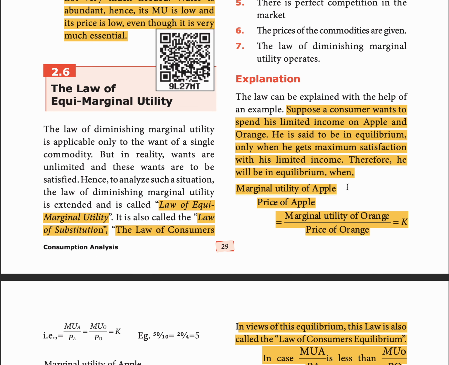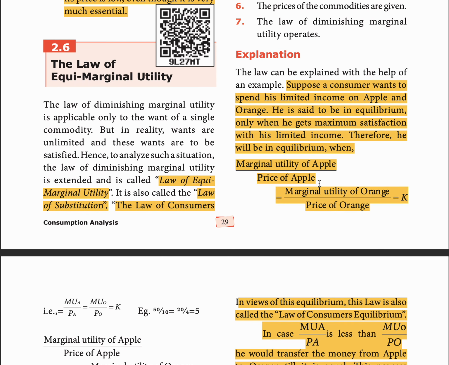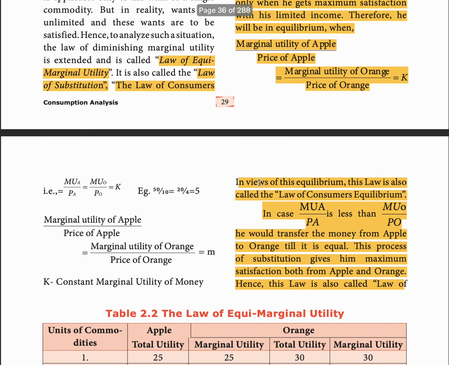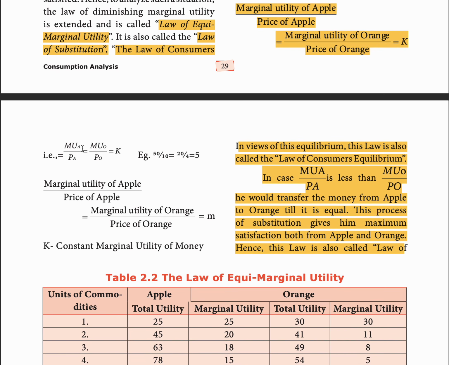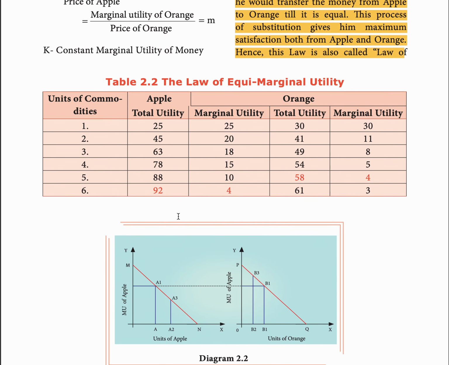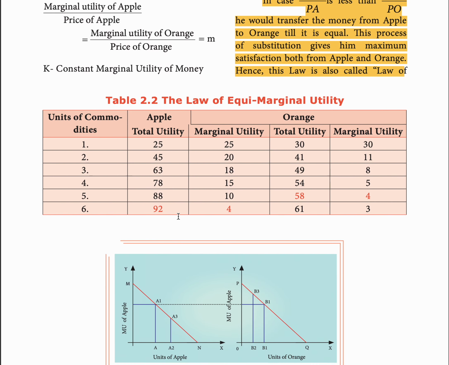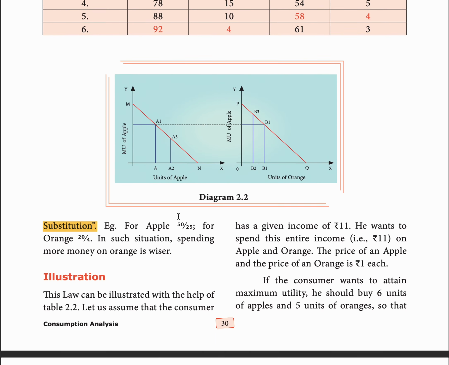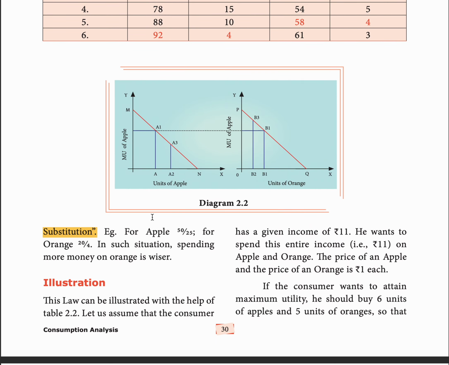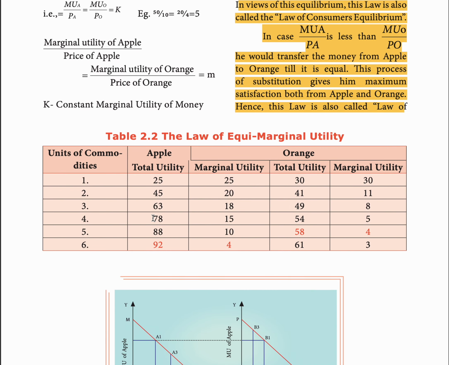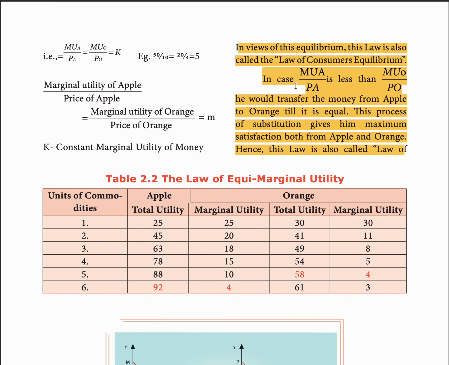Therefore, he will be in equilibrium when the marginal utility of apple upon the price of apple equals the marginal utility of orange upon the price of orange, and this should be constant. Now this law can be illustrated with the help of table 2.2. In view of this equilibrium, the law is also called the law of consumer equilibrium.